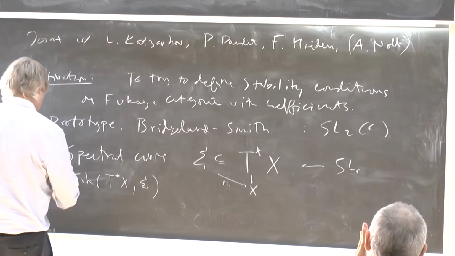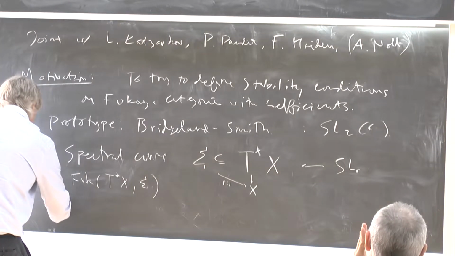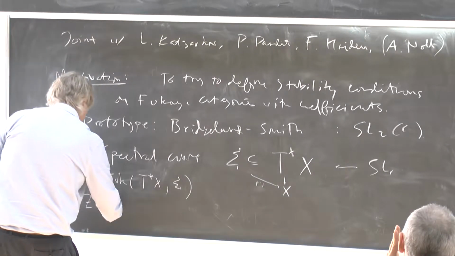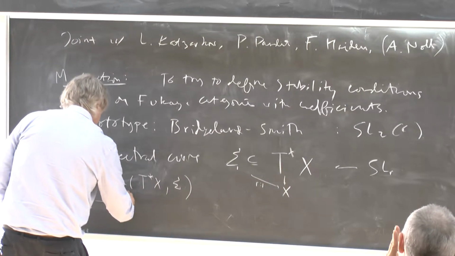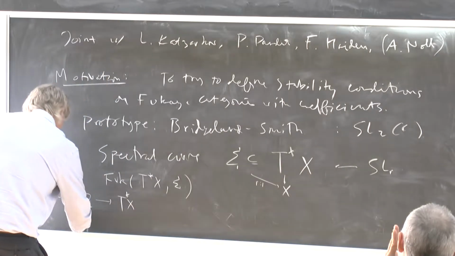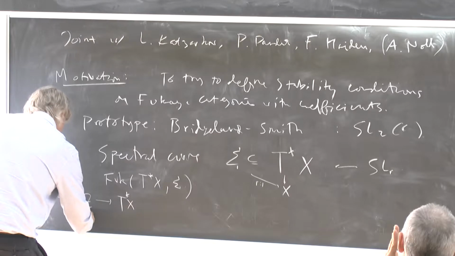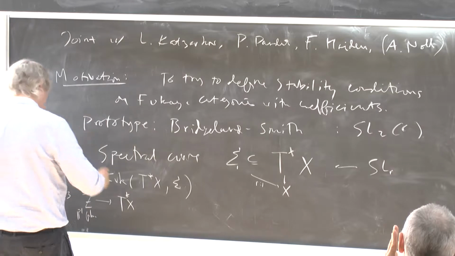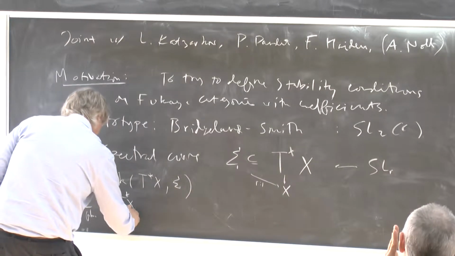And then another thing we can do is we can try to define some kind of three-dimensional manifold mapping to the cotangent bundle, which has fibers P1, and that's kind of with singular locus over the spectral curve.